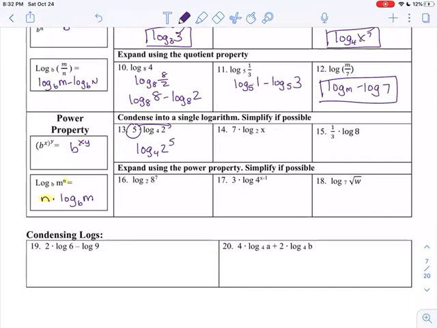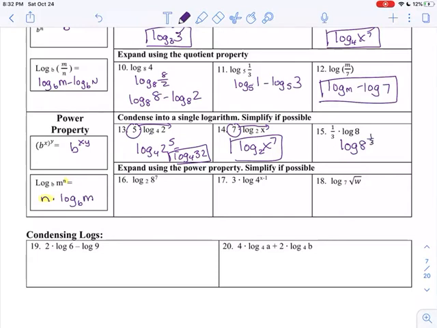So 5 times log base 4 of 2. I'm going to take that 5 and I'm going to move it back to the exponent. So it's going to be log base 4 of 2 to the 5th. And 2 to the 5th is just 32.